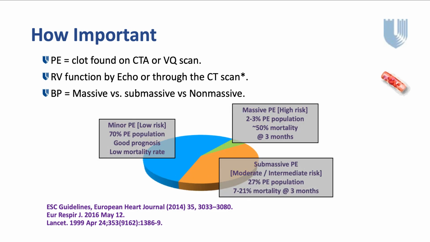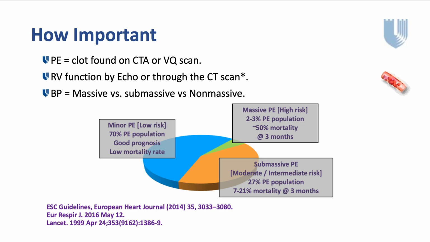And minor PE fortunately accounts for more than 2/3 of pulmonary embolism cases, while massive PE, where there is a mortality that can reach up to 50%, is only accounting for 2 to 3% of the PE population.